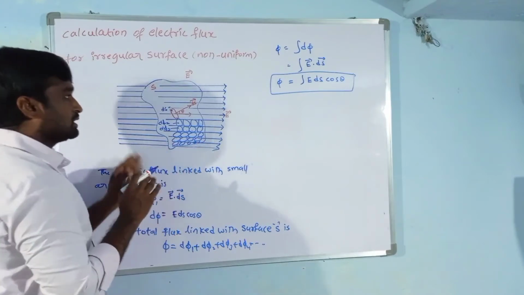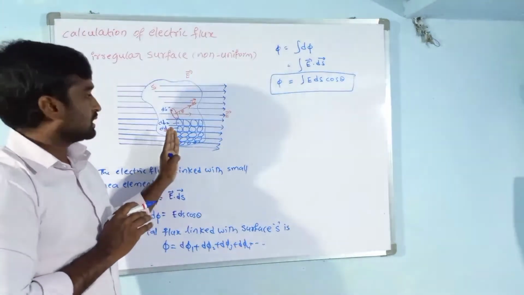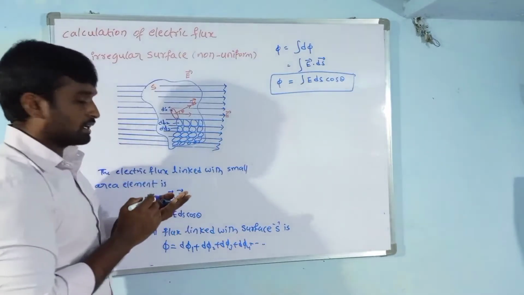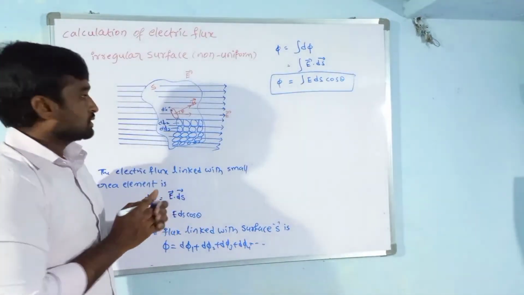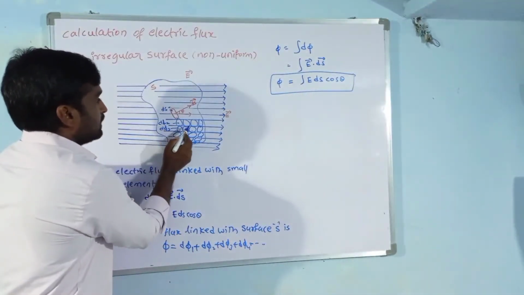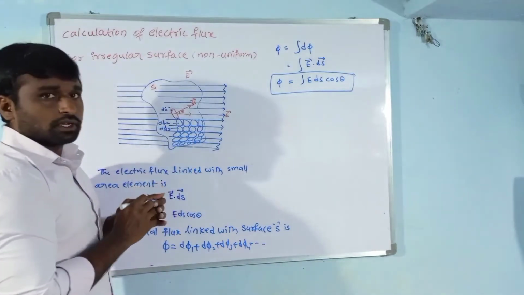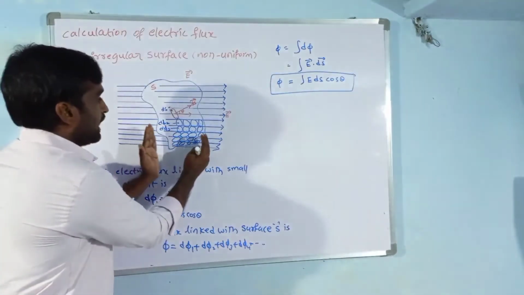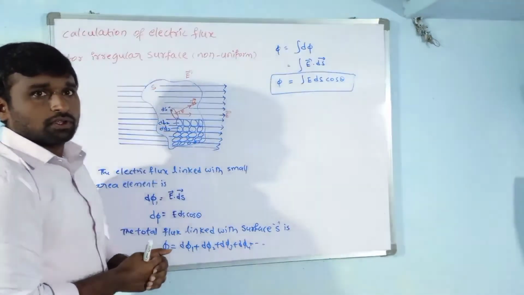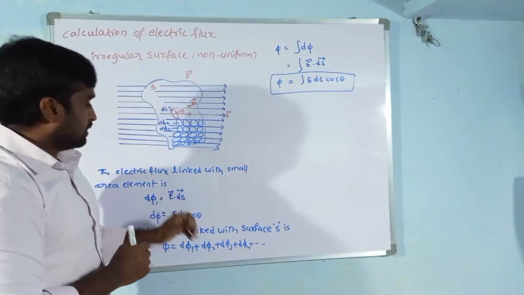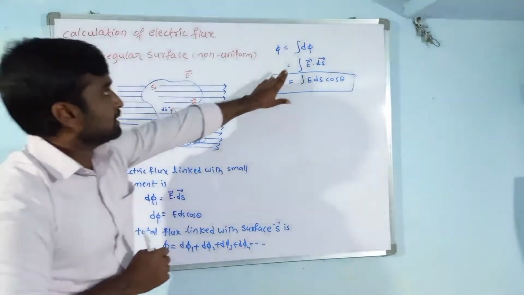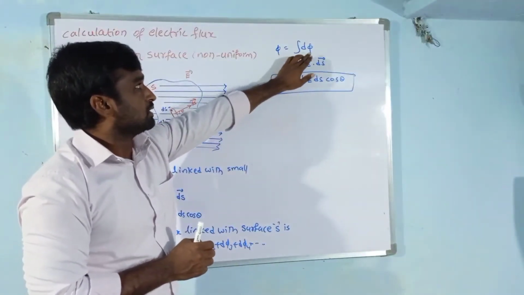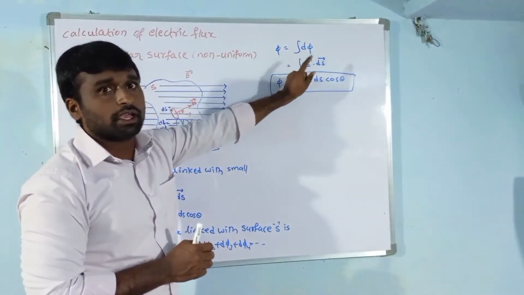If you want to get the total electric flux, the flux linked with the total surface, we have to add all these electric fluxes, dΦ2, dΦ3, and so on. That is, we have to add all these small area elements, which we can do by using integration. So Φ is equal to the integral of dΦ, which is adding all small area elements.